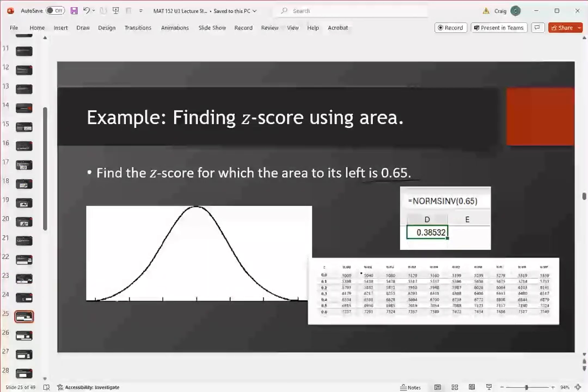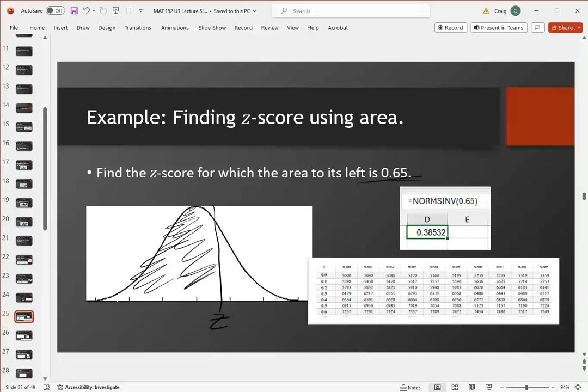If we want to find the Z-score for which the area to the left is 0.65, again, we can use the table or Excel. Here we're looking for where this area is. We want Z. So where is this area to the left, 0.65? We can look for where we find the area closest to 0.65 on the table, which is going to be somewhere between 0.38 and 0.39.